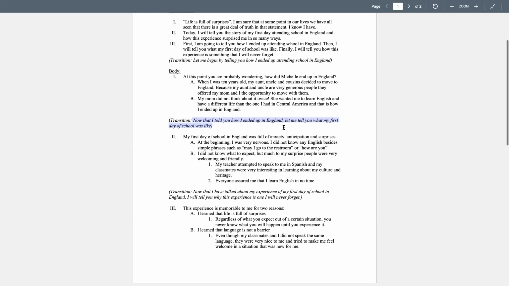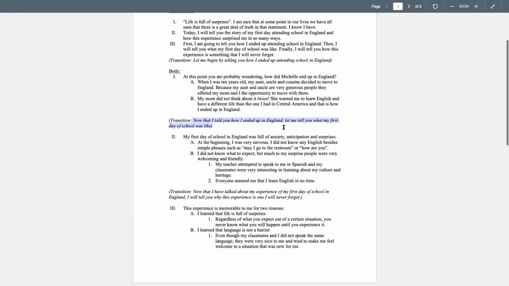Again, they don't have to be this elaborate. So now that I discussed my first main point, let me move on to the second one. Again, it's very simple, depending on how you want to organize it. The transitions are there just to let your audience know that you just finished with this idea and you're moving on to the next one.